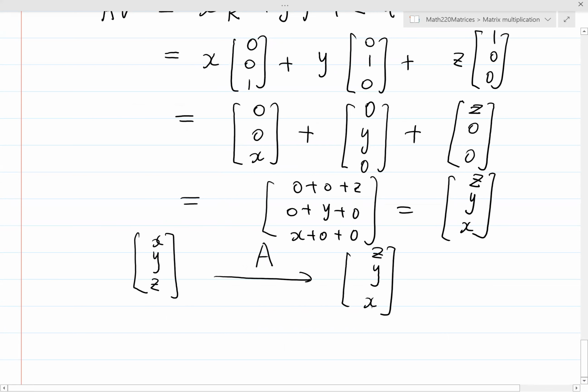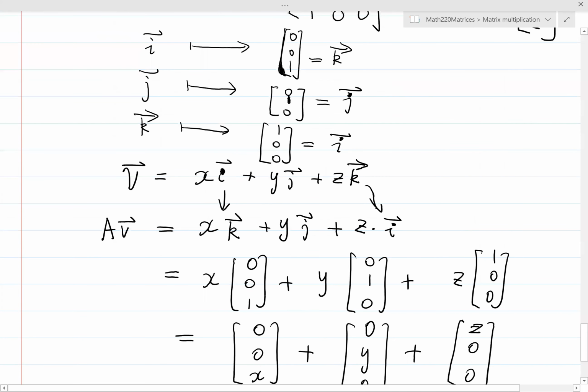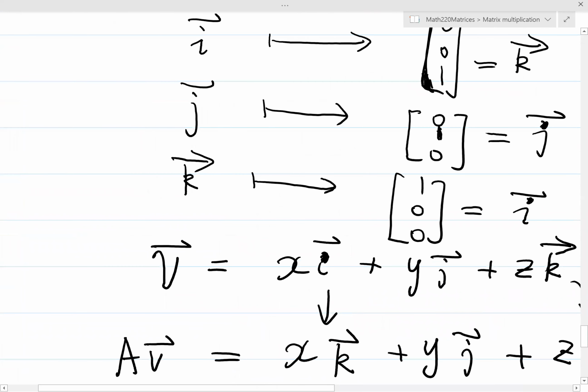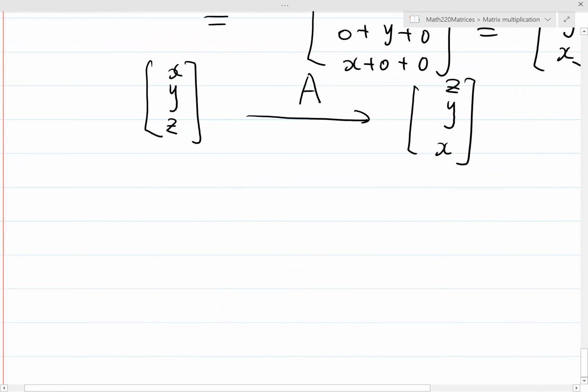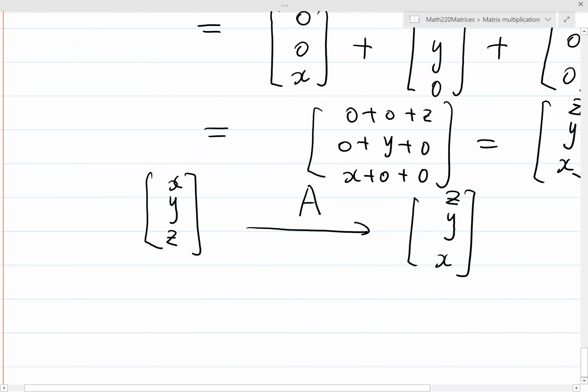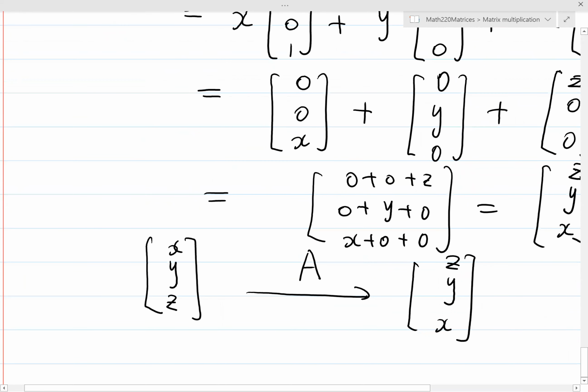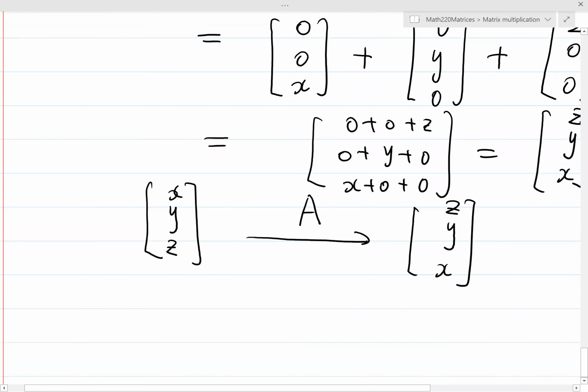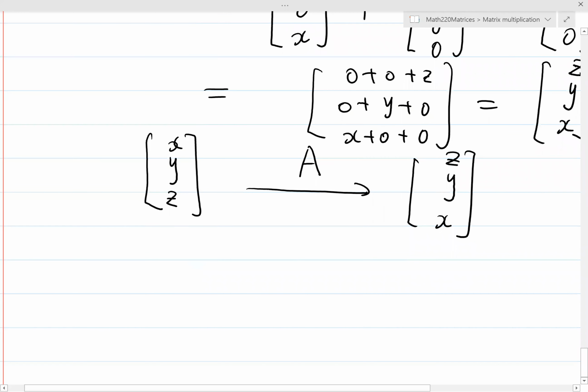Essentially, what this map, this A matrix, does is it switches the first component with the third component. So this is why we see it switches I with K. And then the second component is fixed. Y is again Y, so it fixes the second component. It switches X and Z.